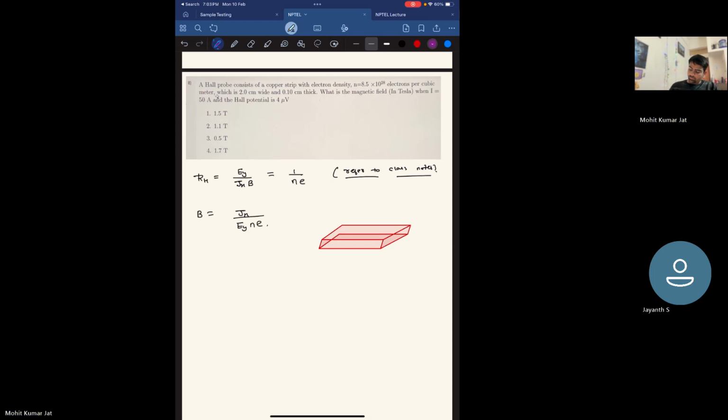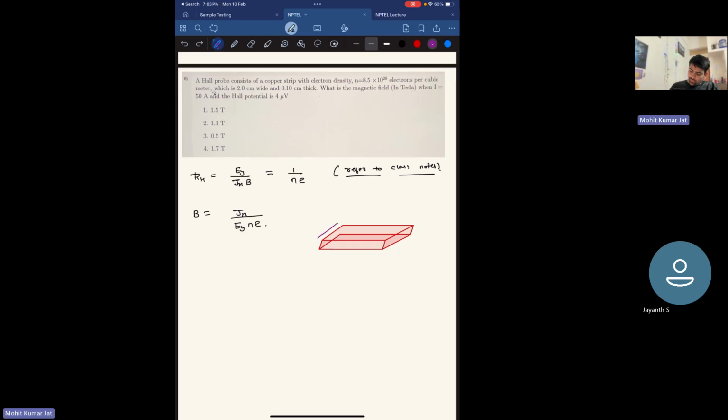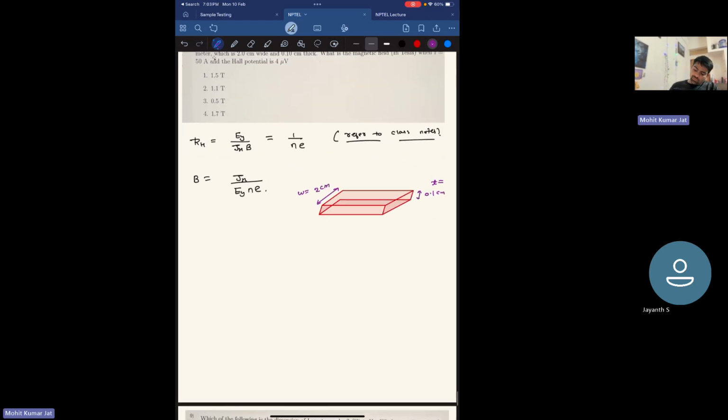Okay, fine. The question says that it is 2 centimeter wide and 0.1 centimeter thick. This is 0.1 centimeter, so this is my T, this is my W. And then we will do the same exercise. So Jx will be nothing but I by W times T.